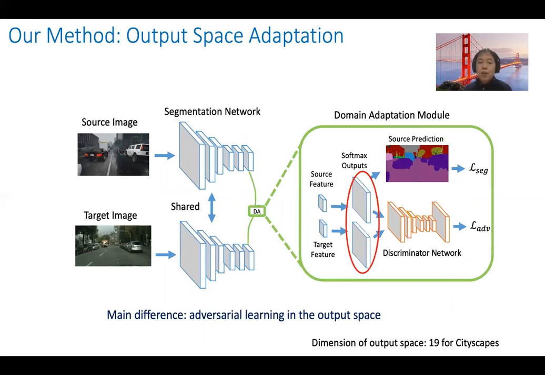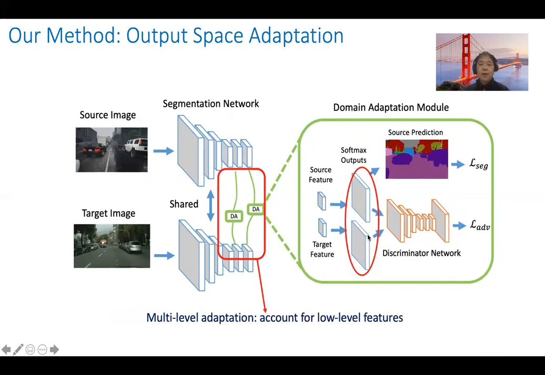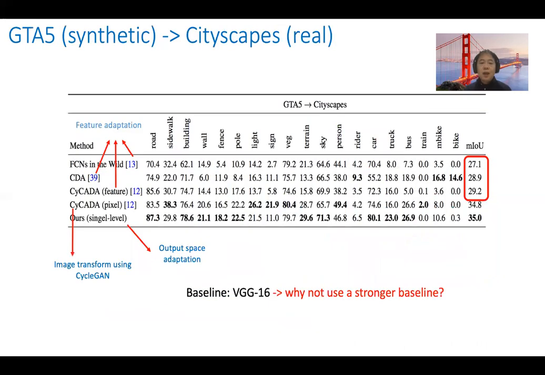In this work, we directly align the structured output. Instead of using the feature space, we use the output space. For that, we can align them better, and it's more effective. In addition, we can also apply the same method on multiple levels. So that's the main idea. For details, you can check our papers. By doing this, we can effectively narrow the domain gap.